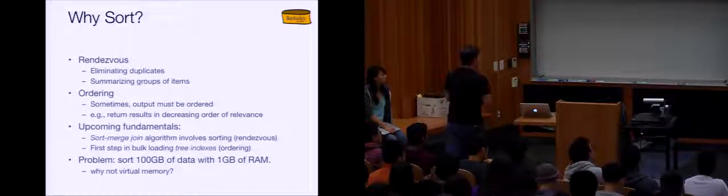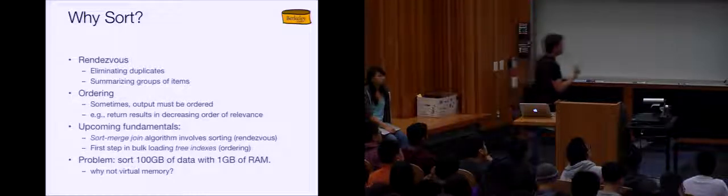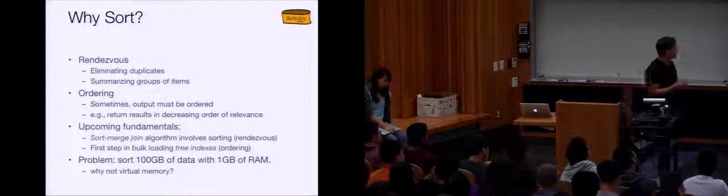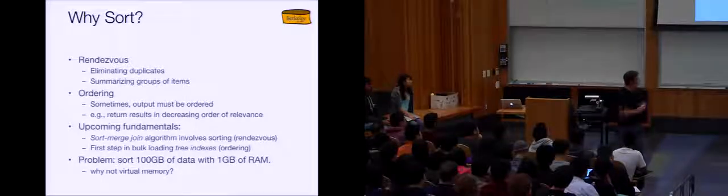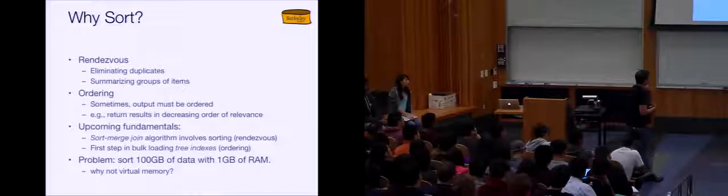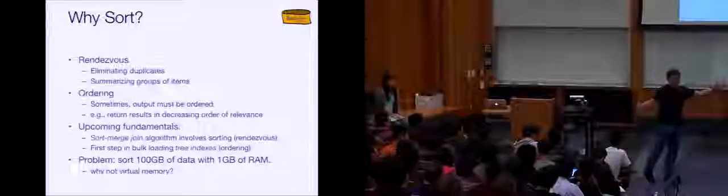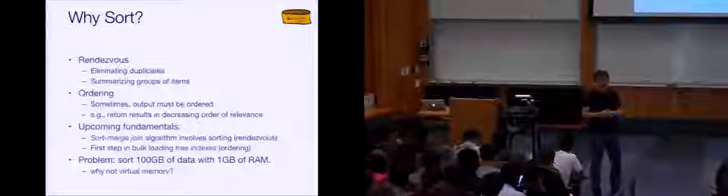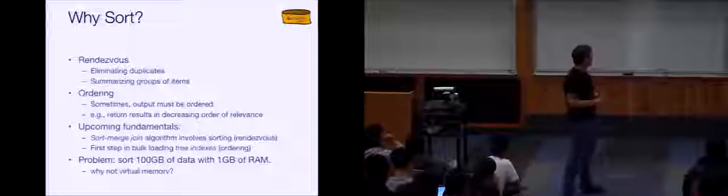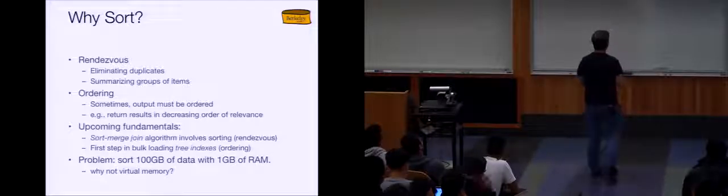Okay? And then sorting is fundamental to some upcoming things we'll be talking about, like the sort-merge join algorithm, which involves sorting, not surprising. And as we start building indexes, if you're going to take a big set of data and build an index on it, you'll typically sort it first and then build a tree over that sorted set of data. So that's another reason we do sorting, and so on.